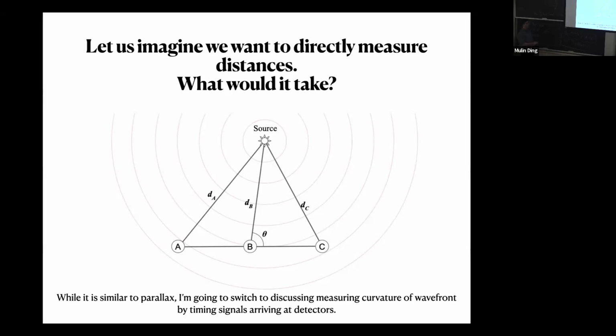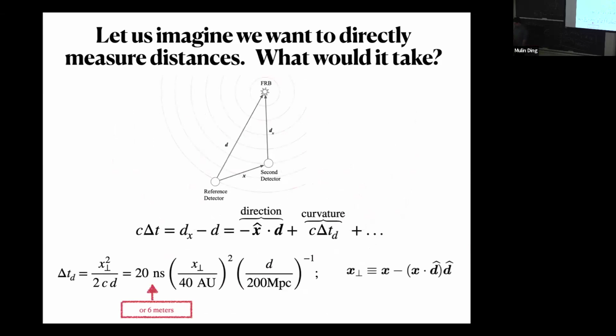Of course, this is in 2D. In 3D, there's another angle to the source, so I need a 4th detector. So you need 4 detectors in 3D to measure both the distance via this curvature and the angles. How are we doing this? Of course, we're just measuring the time the FRB arrives at the different detectors. Okay.